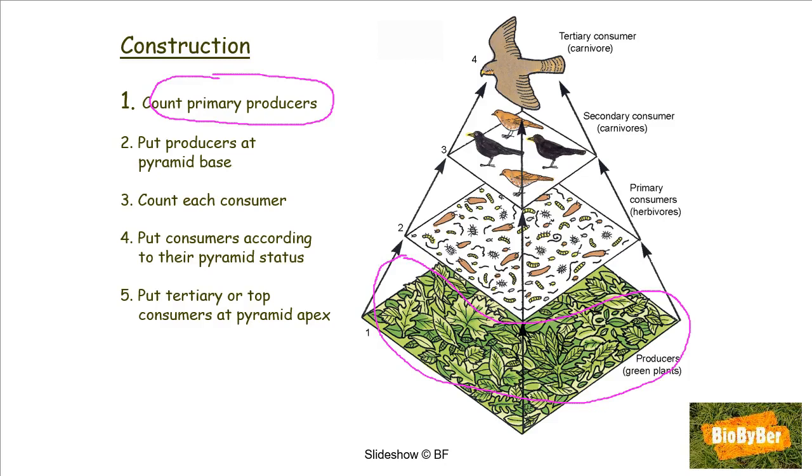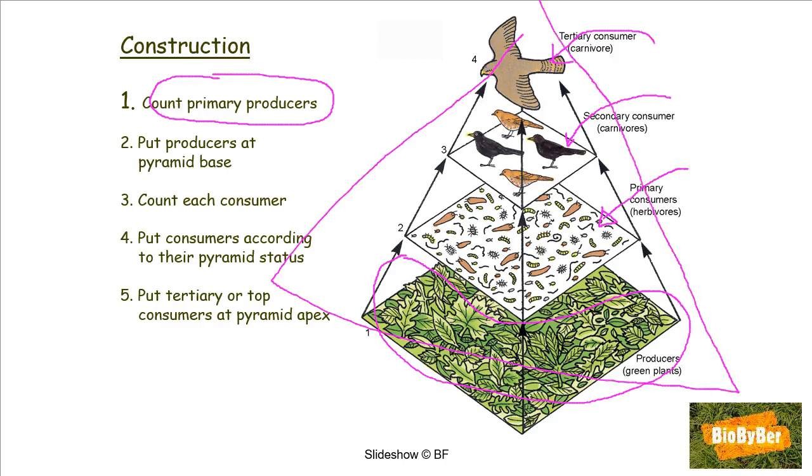Then you have to count each consumer, and the consumers are put at the different levels according to their status. So the primary consumers are put on the next level of the pyramid, the secondary consumers or the savages are put at the level above them, and the top consumer is put at the top of the pyramid, or the top of the pile. Hence, we get a pyramid shape on the pyramid of numbers.